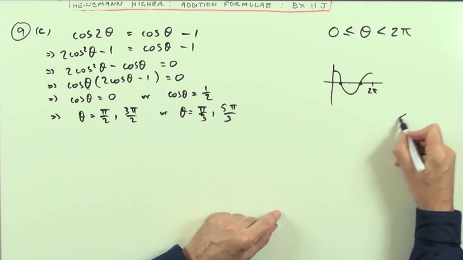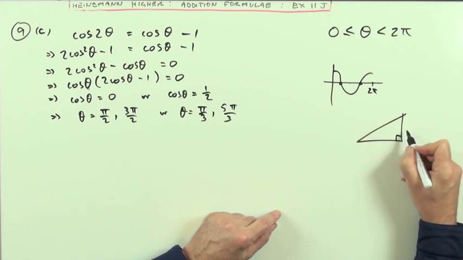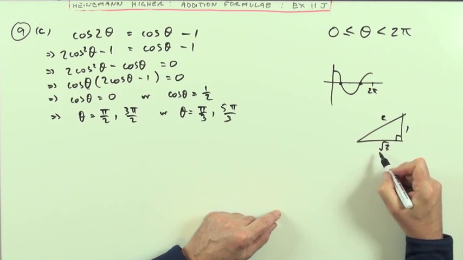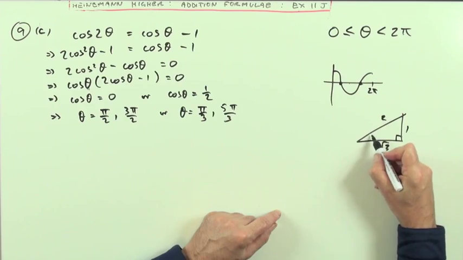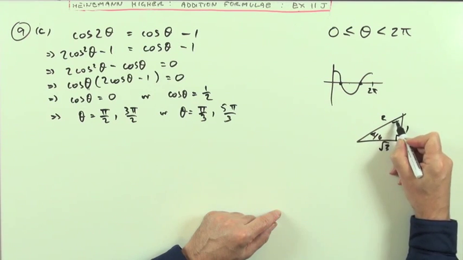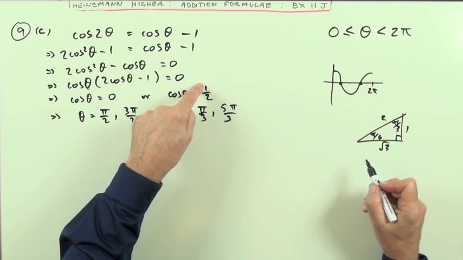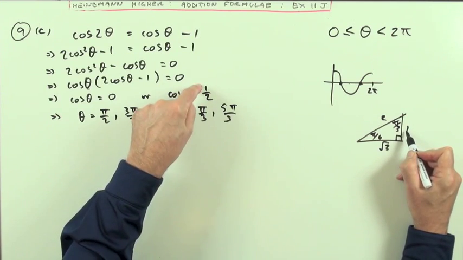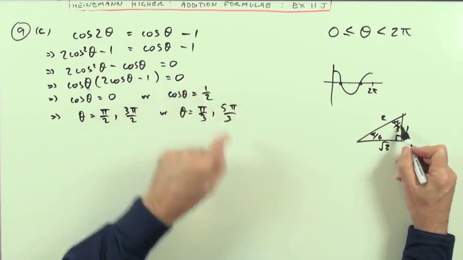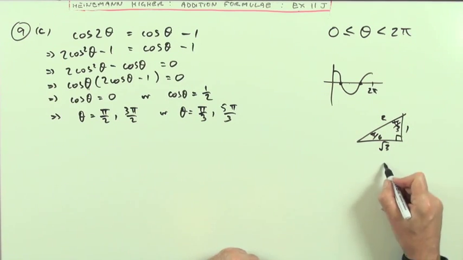The half, if you can't remember which one gave the half, remember the triangle instead. 1, 2, root 3. One's opposite the smallest, that'd be 30. That's the pi upon 6. This would be the 60, the pi upon 3. So if the cosine's a half, that means you're looking for the adjacent side. Which angle is 1 adjacent to? That's the pi upon 3. So that's one of your answers.